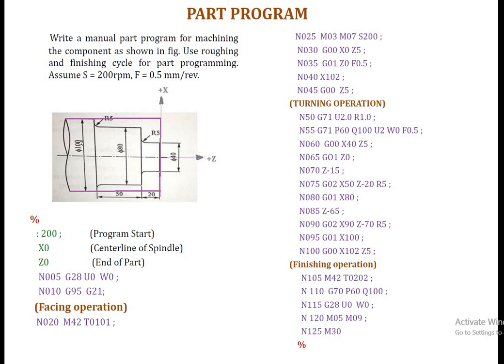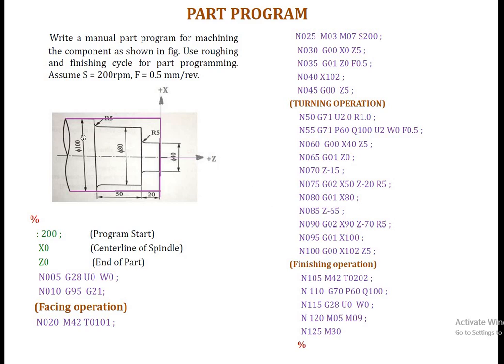Next G01. Again linear movement is required, so we have used G01 X100. After the linear movement, it reaches this position, and here the diameter is 100 mm. So this is X100. After this block, it reaches this position. Next N100 G00 X102 Z5.